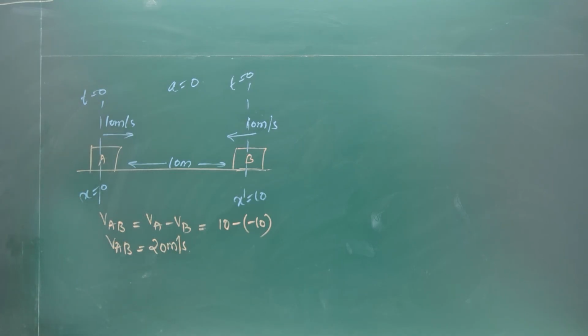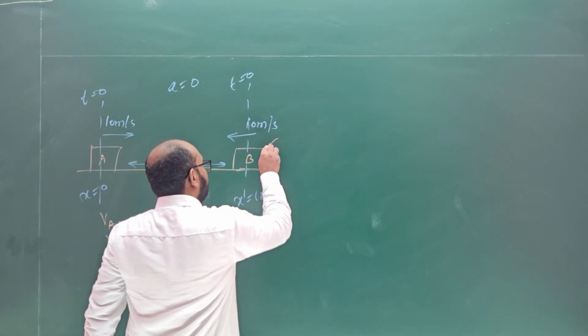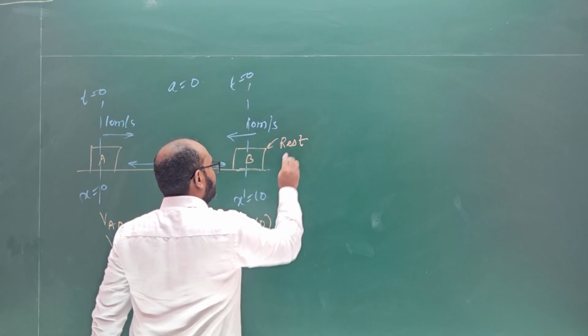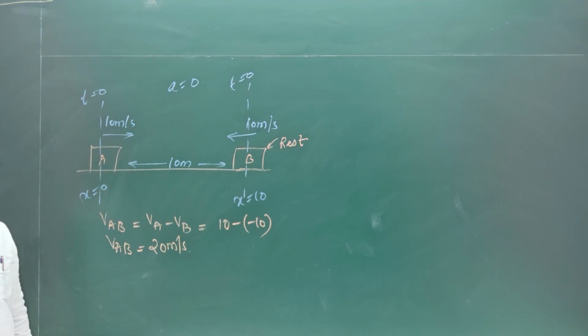Okay. Now, what is the meaning now? Again, sit on B. Observer is B now. Sit on B and think that you are at rest. If you are at rest, you say that body A is coming towards you by 20 meter per second. Okay, you have to consider this object to be at rest. And you should be saying that body A is coming towards you by how much velocity?